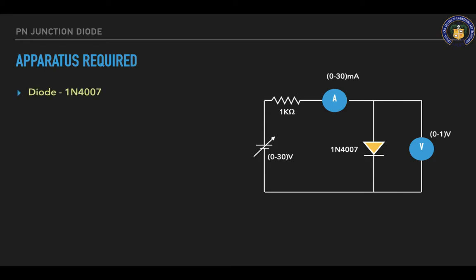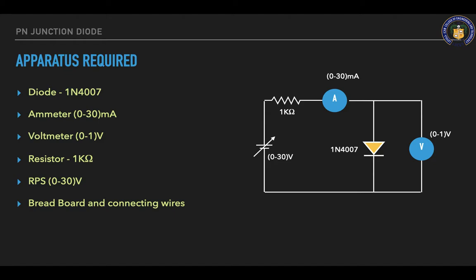the devices. So if you see the apparatus required, obviously I need a diode. I've written the diode. An ammeter ranges from 0 to 30 and voltmeter ranges from 0 to 1. A resistor, RPS, a breadboard and connecting wires. So these are the apparatus required which you can write from the circuit itself.